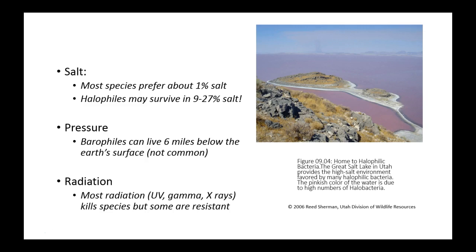Most species have a preference of about a 1% salt concentration, and our cells are indeed like that. A lot of bacterial cells are like that. But there are some organisms that can survive in even more intense salt concentrations. If you've seen this picture here, in the Great Salt Lake in Utah, there are some bacteria that actually like these conditions and can grow and flourish. They just happen to let off this pink color, so it's kind of cool to look at.